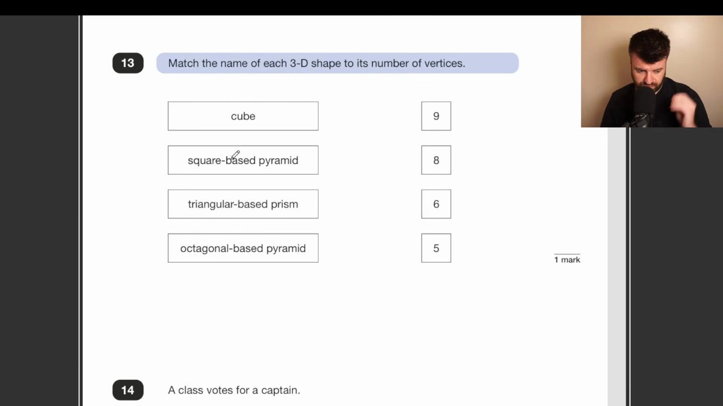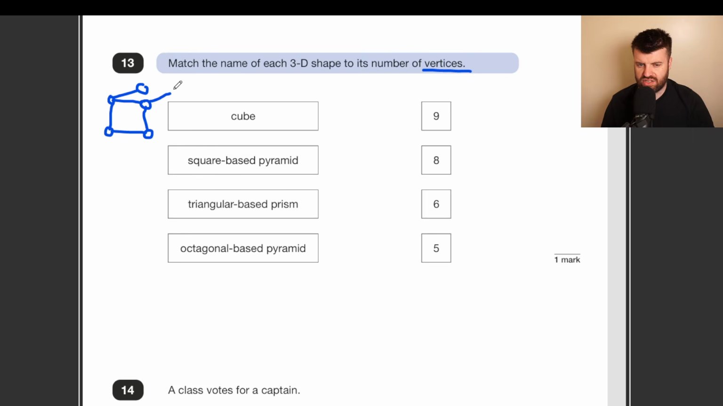Question 13. Match the name of each 3D shape to the number of vertices. Vertices is just a word that we use for corners in a 3D shape. And whenever I'm doing 3D shapes, I always imagine building them with marshmallows and spaghetti, because I do that sometimes with children who I'm teaching.